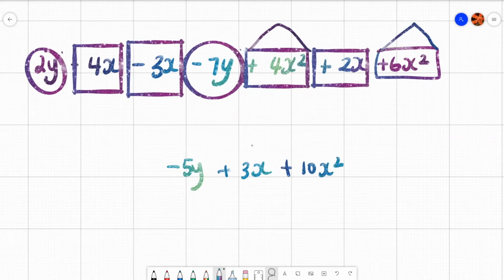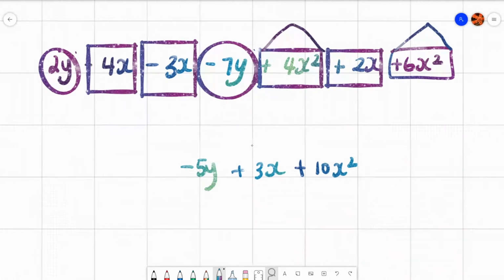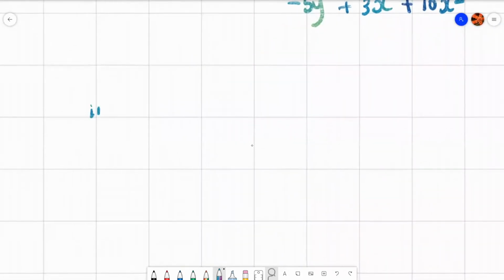And again, we can't add any of these together because we've got a y, we've got an x, and we've got an x squared. And remember that an x is x, but an x squared is different. There's two x's there. They are totally different. You can't add them together. Let's have a look at another example. You might have something like this.